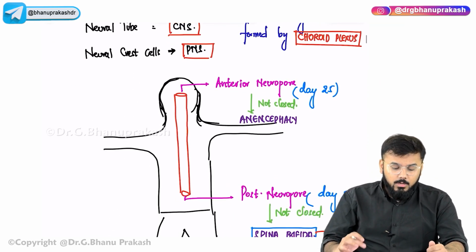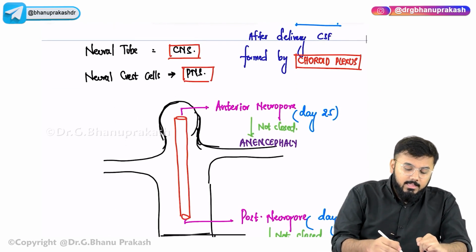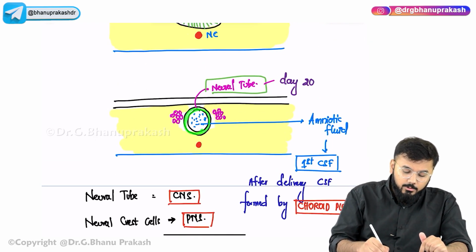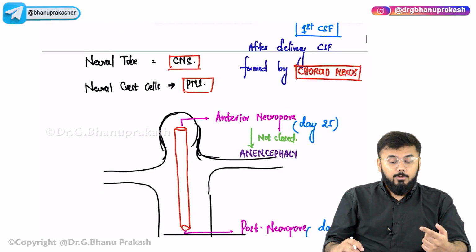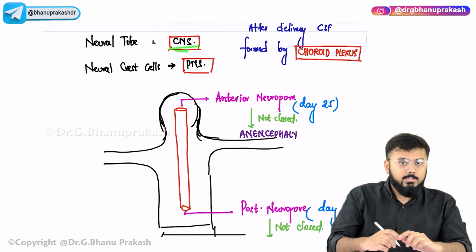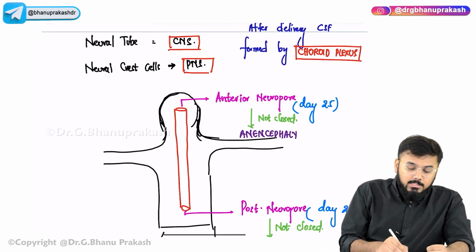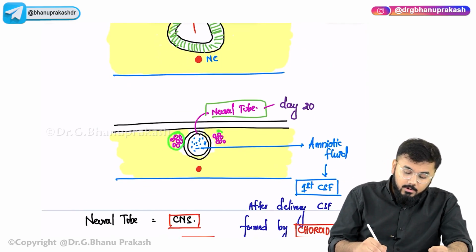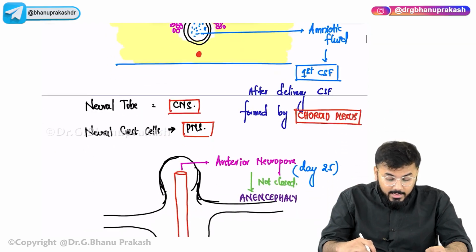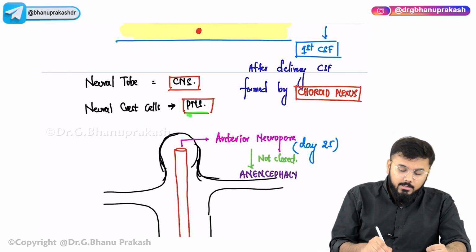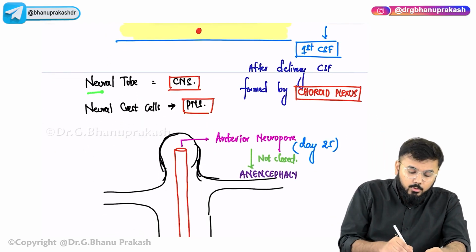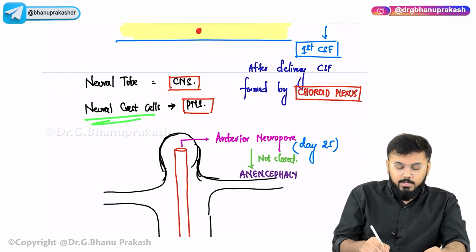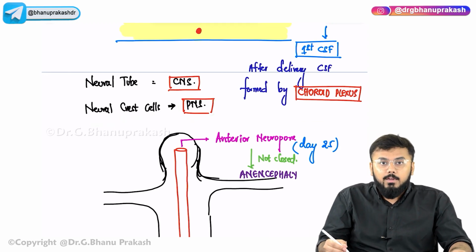Now, you need to know what this neural tube will lead to the formation of. This is the neural tube. That would lead to the formation of the central nervous system, whereas the neural crest cells, the cells that are located on the sides, lead to the formation of the peripheral nervous system. Neural tube leads to the central nervous system, whereas neural crest cells lead to the peripheral nervous system.